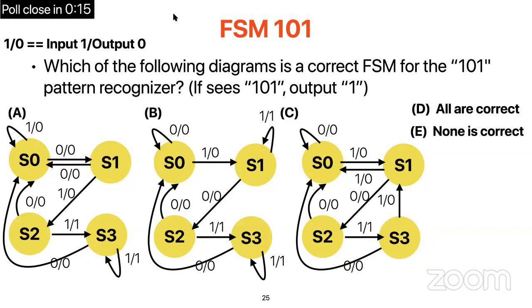Okay, let's wrap up in 15 seconds. 5, 4, 3, 2, 1. Time is up. Okay, so let me see. This one is interesting. B is the most popular answer with 36%. C is the second most popular, and E also has about a quarter of you.